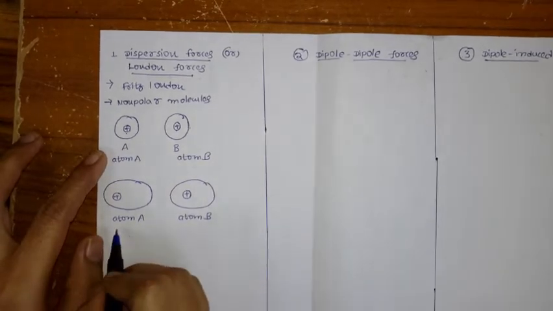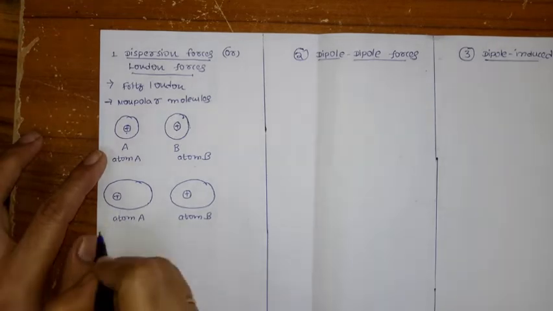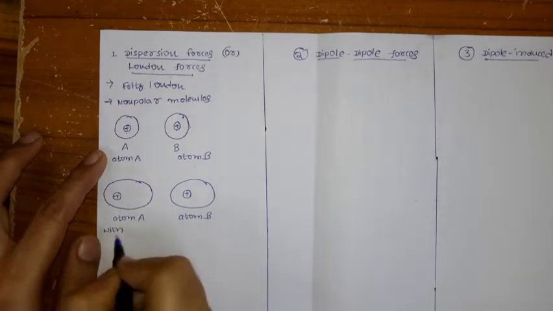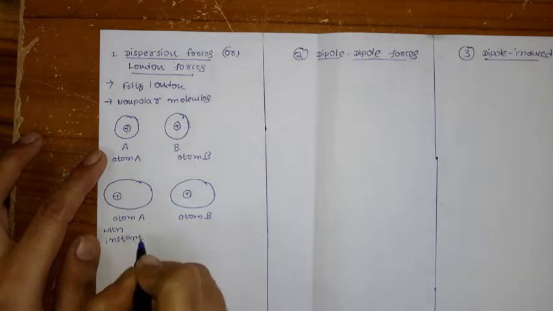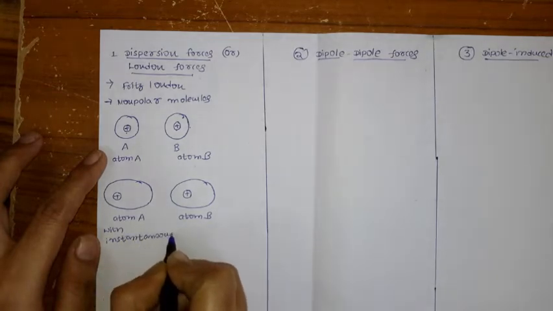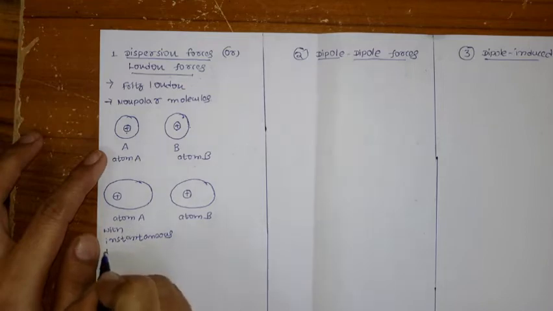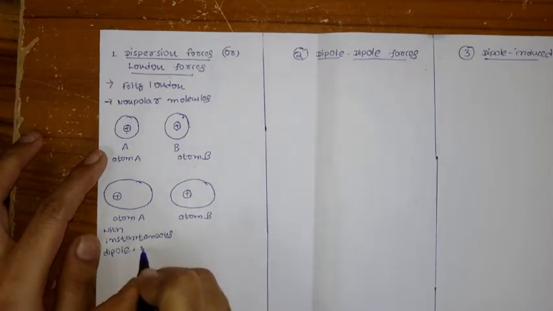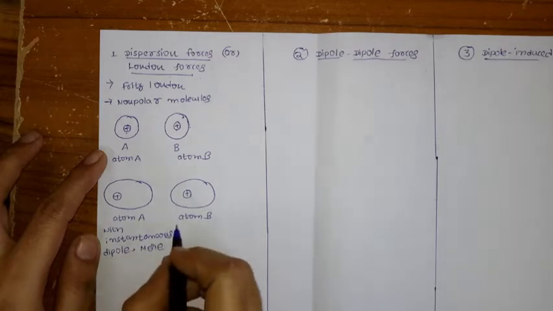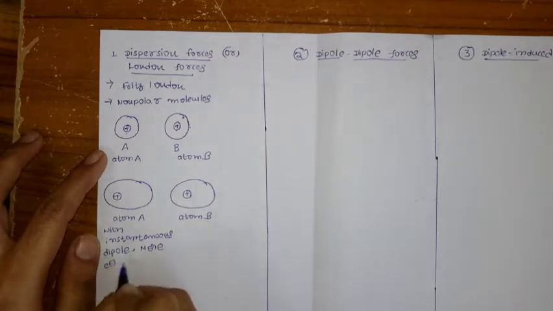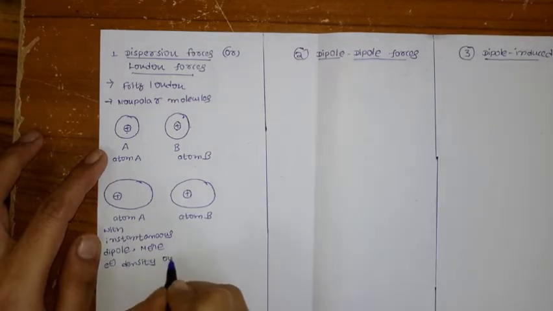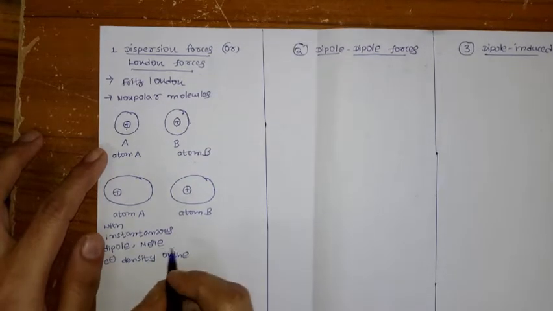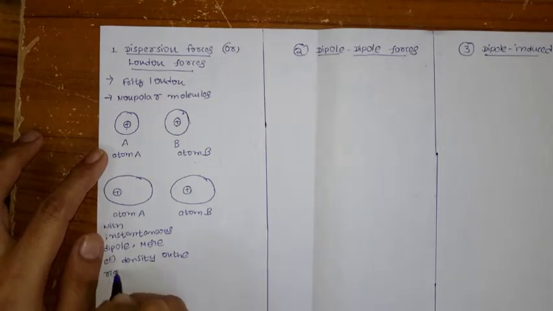So here we have atom A with an instantaneous dipole. In this case, there is more electron density on the right hand side.